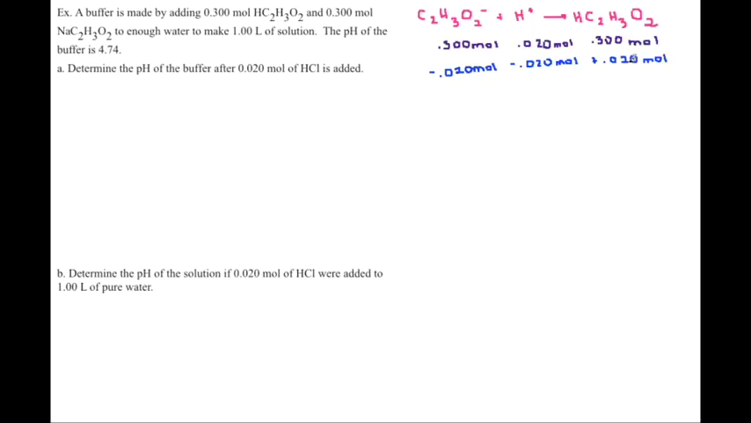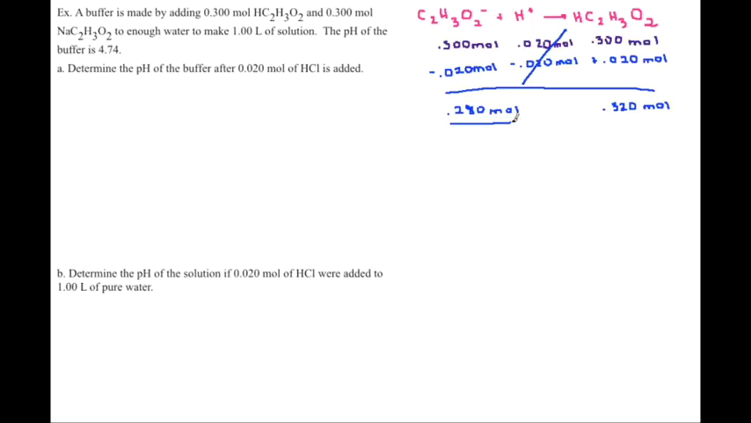Keep in mind, I am remembering the stoichiometry relationships. However, there are no coefficients, and therefore it's just all one to one. So for here, my new amount of acetate ion is going to be 0.280 moles. I have no strong acid left, that's the point, and then I have 0.320 moles of my weak acid. Now I can determine the concentration of these.